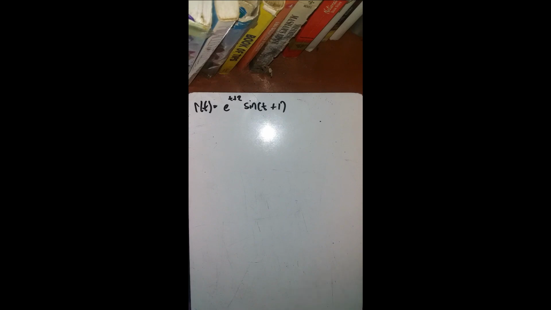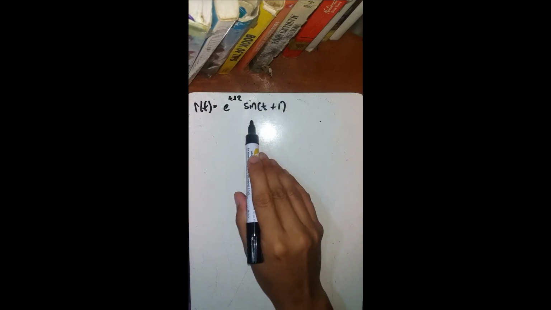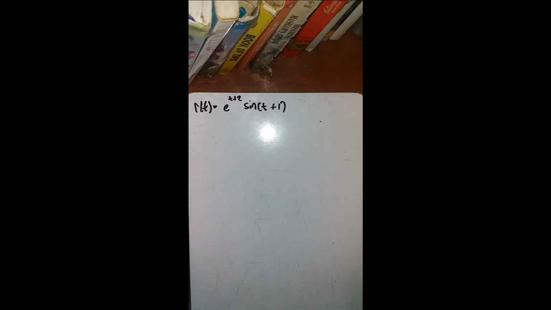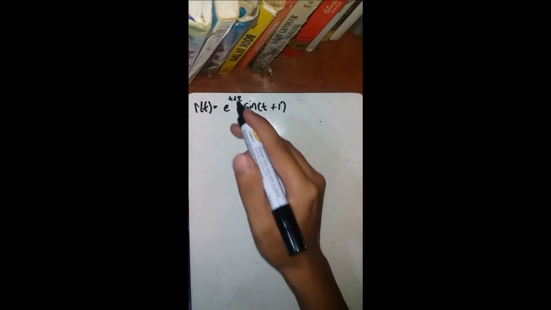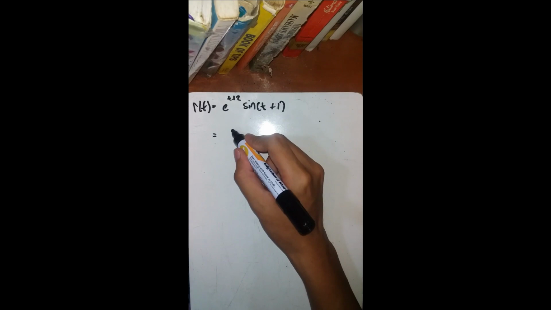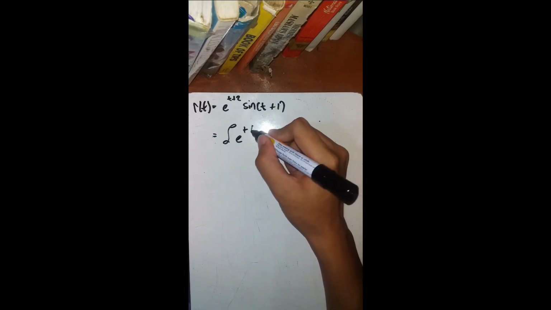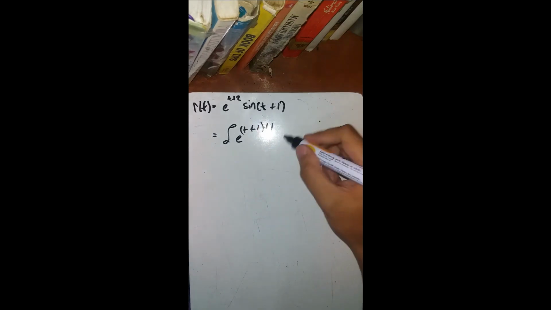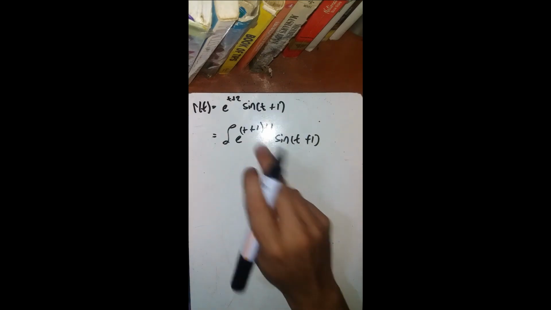So here we have our next problem. So this is e raised to t plus 2 times sine of t plus 1. You notice that this is very similar to your second shifting property. So what to do is let's try to transform this. So let's have here e raised to t plus 1 times sine of t plus 1. So this is so similar.